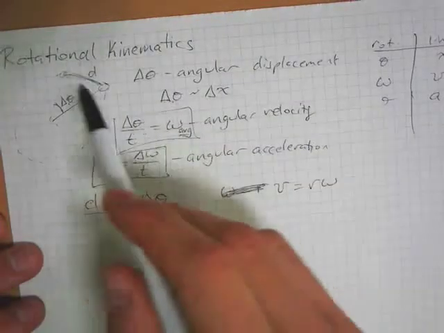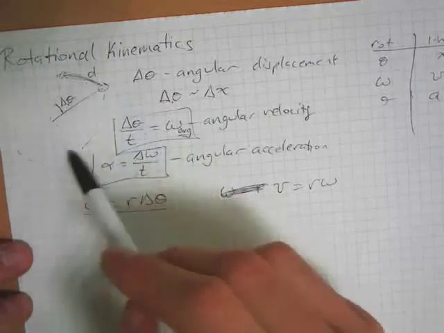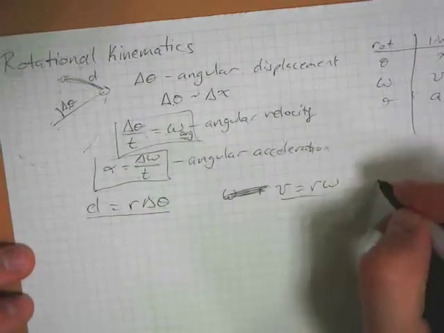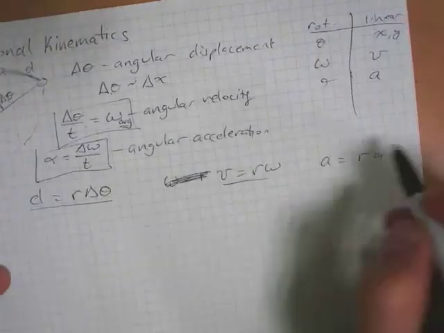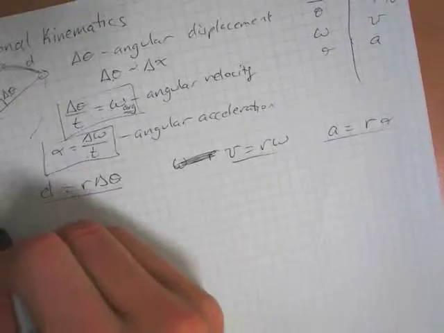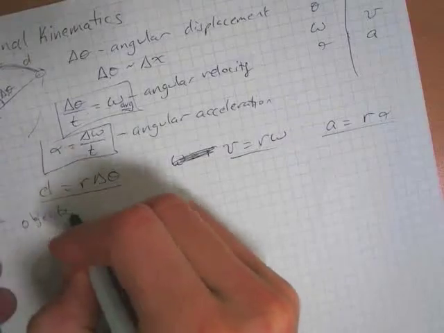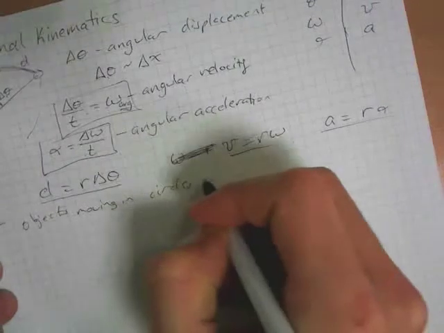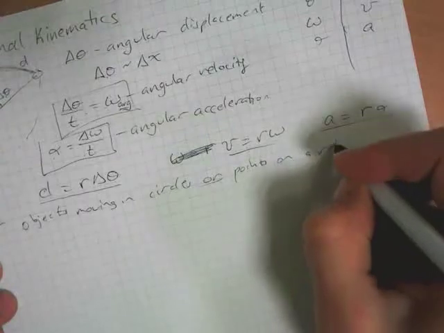If you had a wheel, a given point would have that speed, or even if it's a disk, a solid object, you can pick out a point, and the velocity would be r omega, and the same relationship exists between acceleration and angular acceleration. And these equations hold true for objects moving in circles or for points on a rotating object.